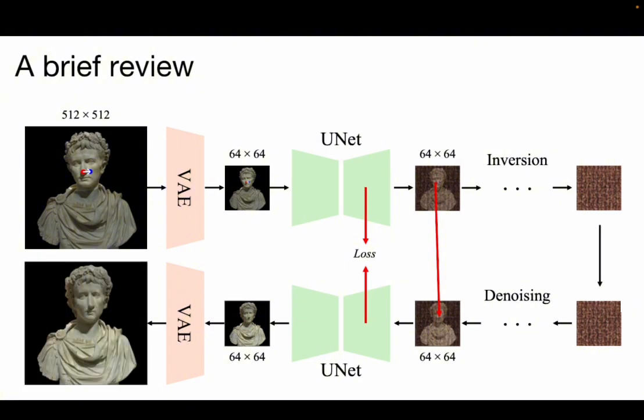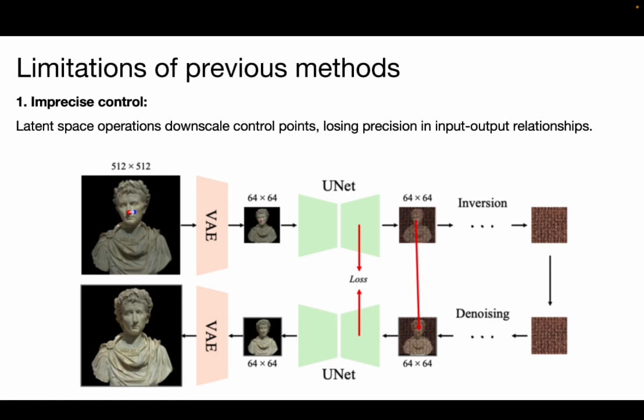However, previous methods have several key limitations. Let me start with the first major issue, which is imprecise control. When users specify handle and target points, they do so in the original image space at full resolution. But previous methods perform all their operations in significantly downscaled spaces, either in VAE latent space with 8 times downscaling, or in UNet feature maps with even greater 16 times or more downscaling. This creates an inherent precision bottleneck, where precise user inputs are lost due to spatial downscaling.